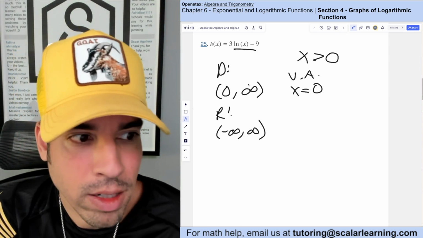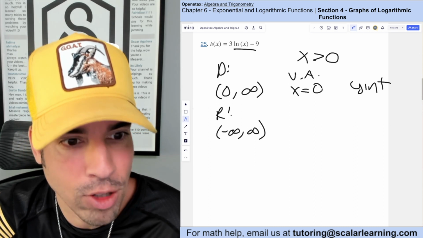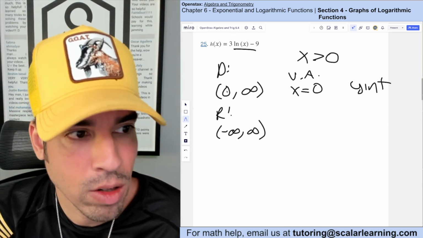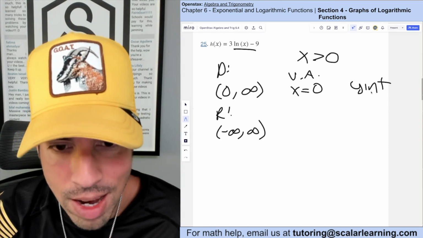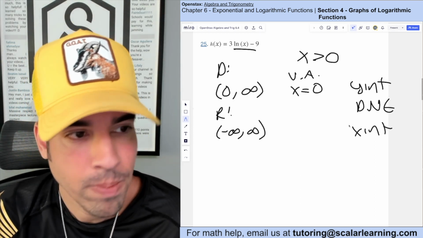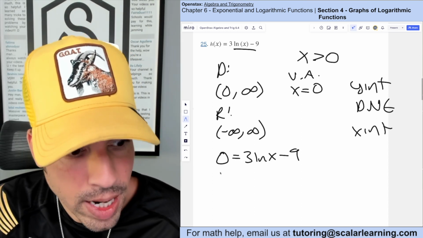Now if we're trying to find the y-intercept, that occurs when x equals 0. But the problem is 0 is not part of our domain, which means by definition there cannot be a y-intercept. That does not exist. For the x-intercept, however, we need to just set the function value to 0 and solve for x. So first I'm going to add 9 to both sides.